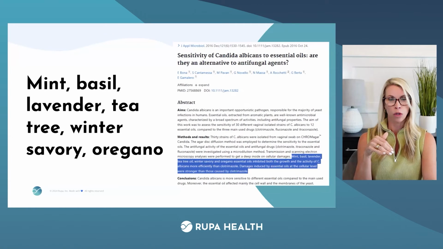What they found in the comparison is that the results showed that damage to the cell wall and the membrane of the yeast was stronger with essential oils than it was with conventional pharmaceuticals. And so I think that's pretty powerful. They were actually more effective than those pharmaceuticals.